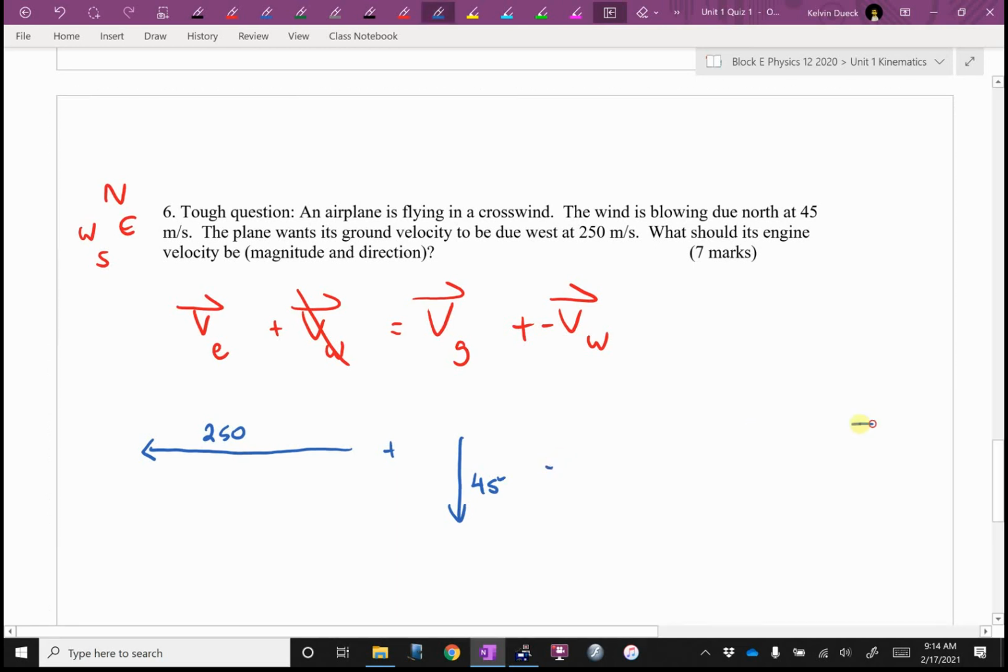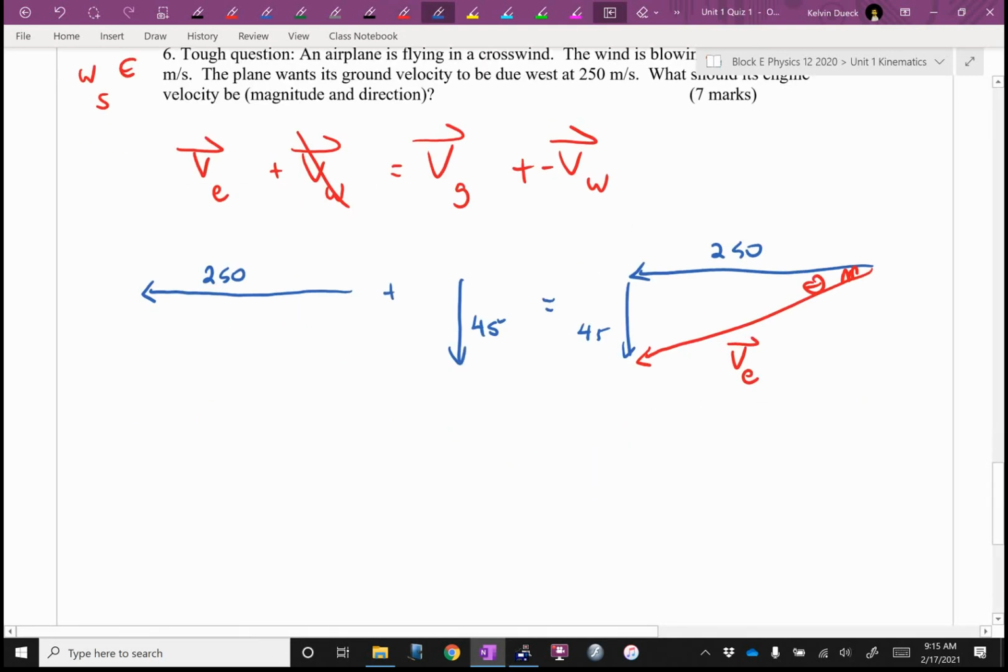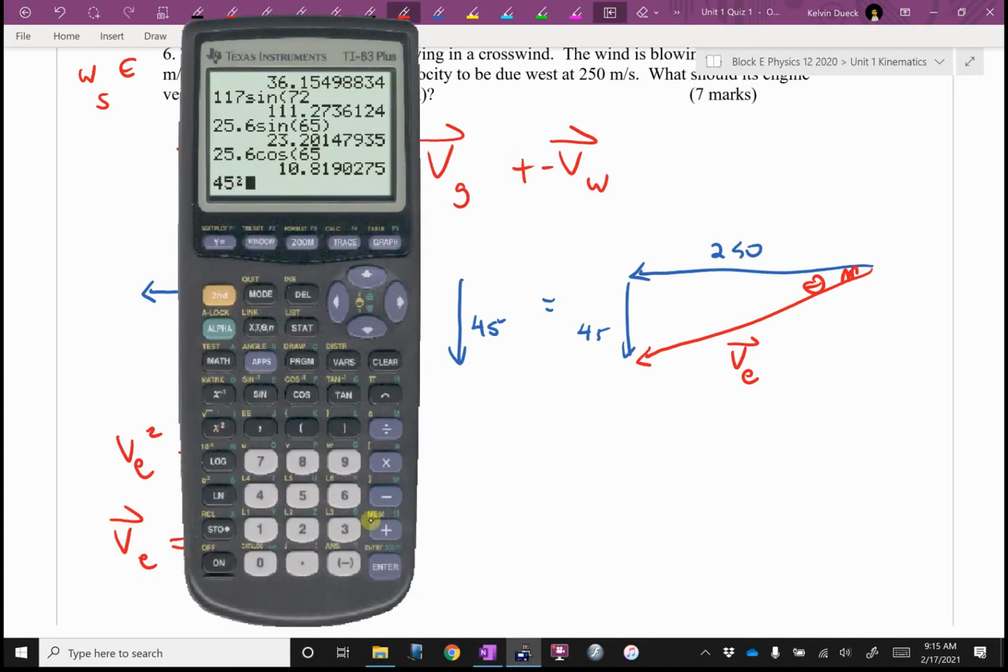So it's going to look like this. 250, 45. And I guess the resultant is going to be which way we need to point the engine. Magnitude and direction. Color, color, color. There's the theta. The magnitude is going to be V engine squared equals 45 squared plus 250 squared. So V engine is going to be the square root of 45 squared plus 250 squared. 254?